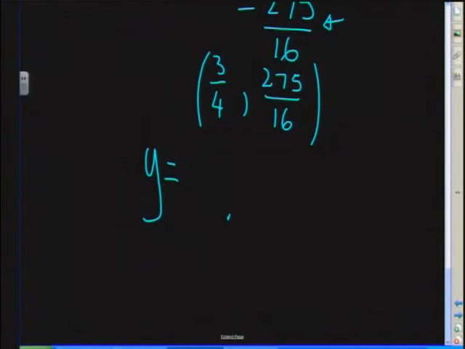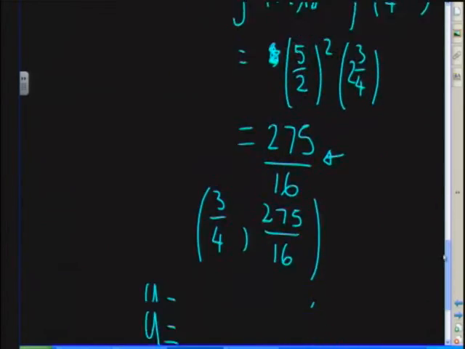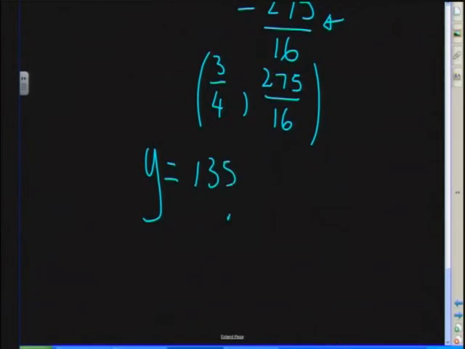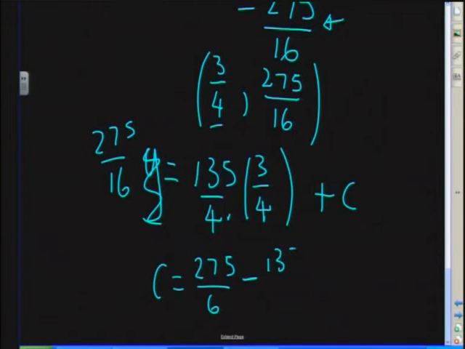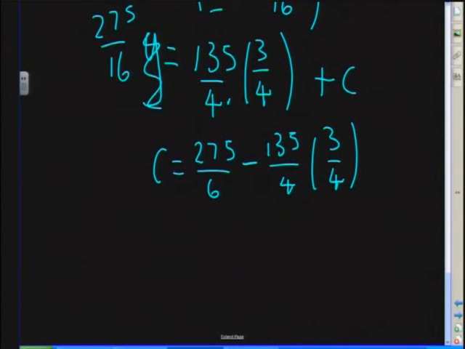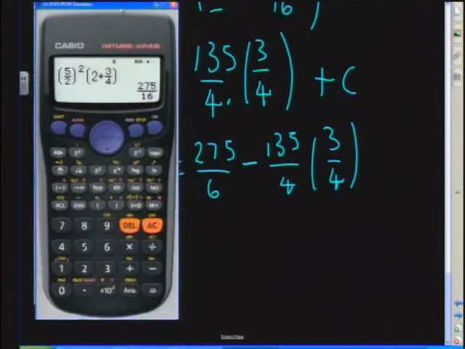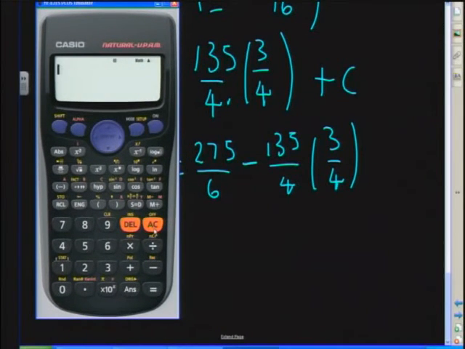y is equal to mx plus c. Remember, it was y is equal to 135 over 4, and in place of x, I've got 3/4. And in fact, I'm going to replace y with 275 over 16, and I simply need to solve for c. So c is going to be 275 over 16 minus 135 over 4 times 3 over 4. Obviously, you can do all of this on your calculator, which is the best way to do it, because we're dealing with so many fractions.